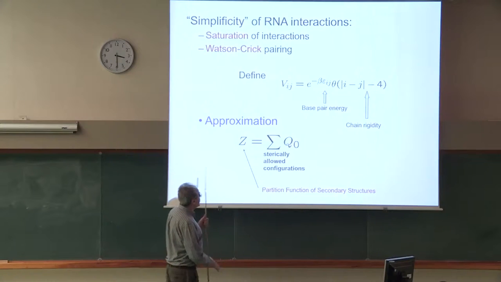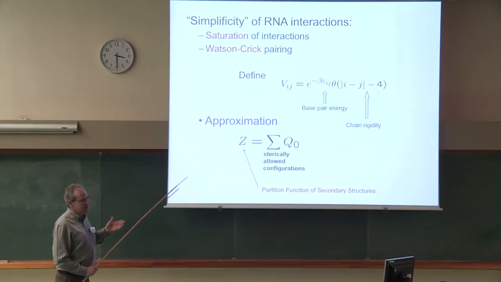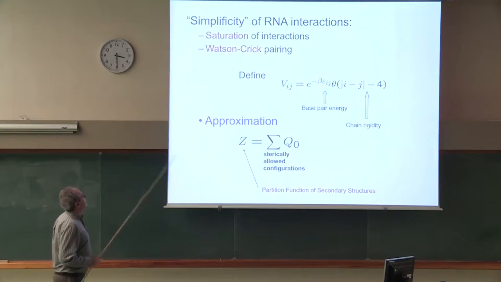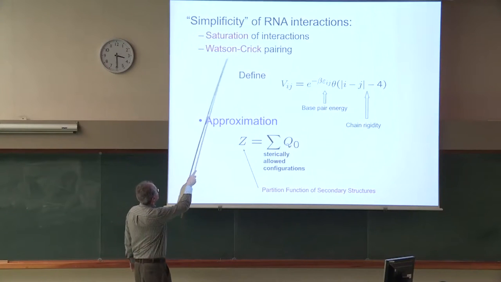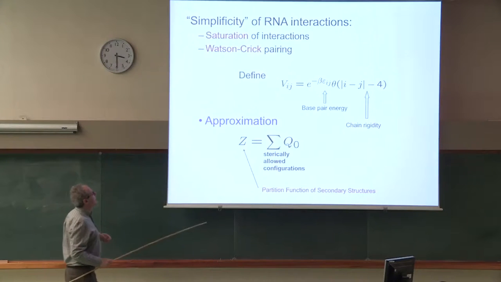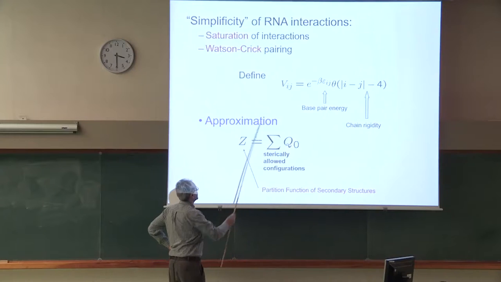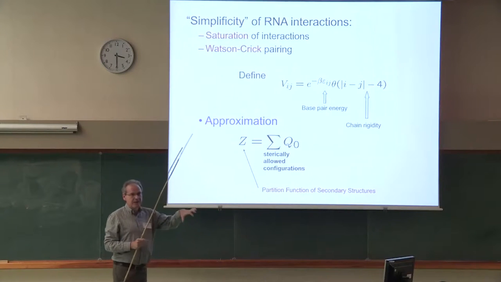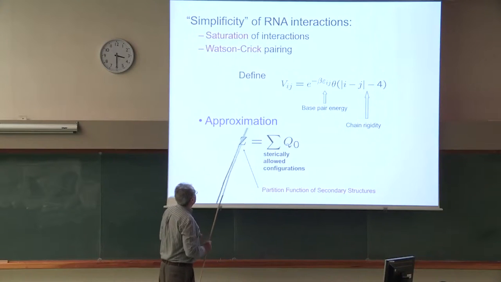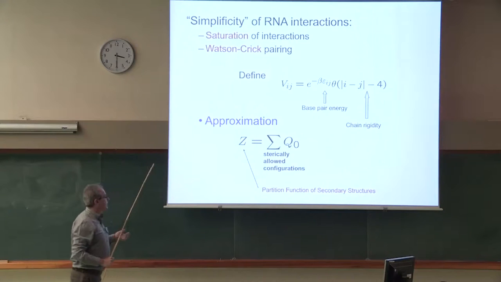So now, how do you model RNA? The simplicity of the RNA interactions compared to other problems of statistical mechanics comes from two things. First, it's the saturation of interactions, which I discussed before: if base I is paired with base J, that's it, they are paired, and they don't interact with the rest of the world. And the second thing is that this saturation, in fact, comes from the Watson-Crick pairing.